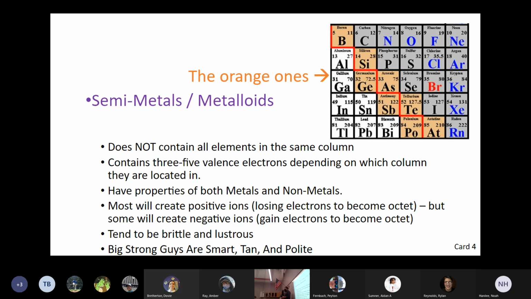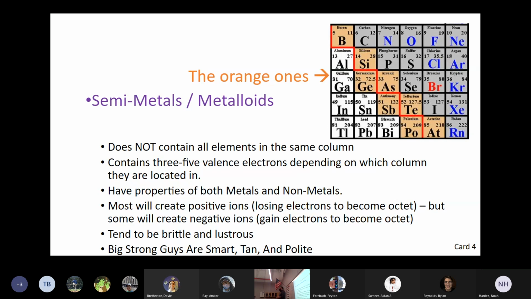All right, this one has a little bit of information to put on there. The most important thing to remember is that they are kind of like metals, kind of like non-metals. So they have properties of both, being conductors and insulators of heat. They can sometimes pick up electricity, sometimes they don't. Most of them are going to create a positive ion like metals, but not all of them.